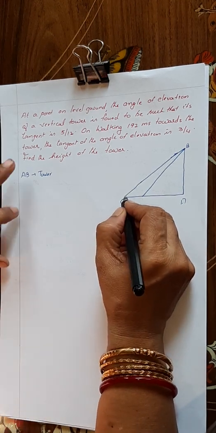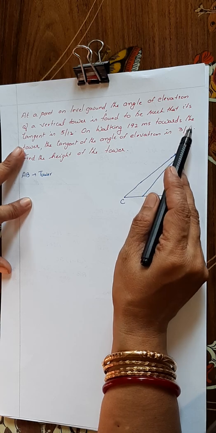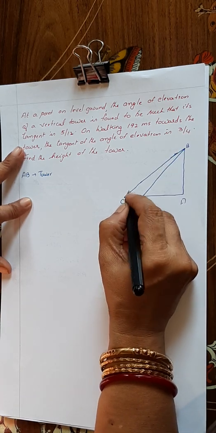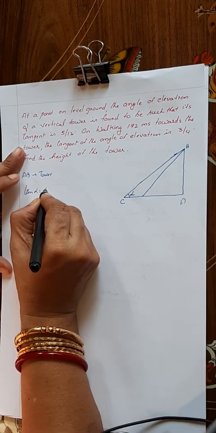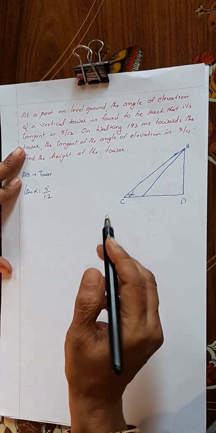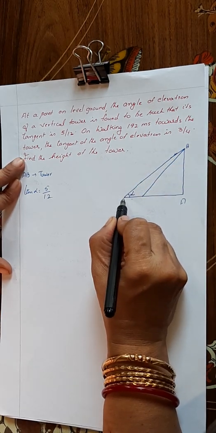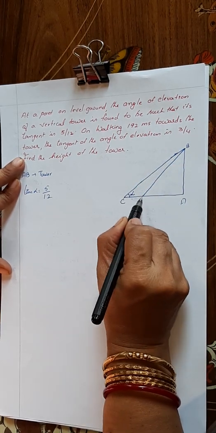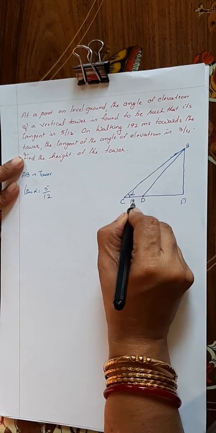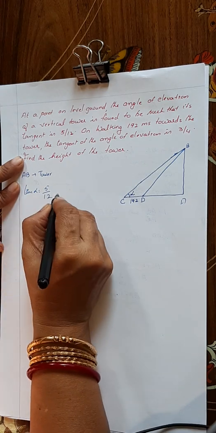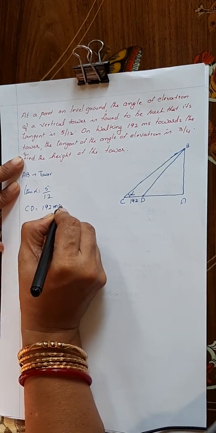So from here he is observing the top of the tower. Let this angle be alpha. It is given tan alpha is equal to 5 by 12. On walking 192 meters towards the tower, from here, again this is the tower, he is reaching this point D. So CD is 192 meters.